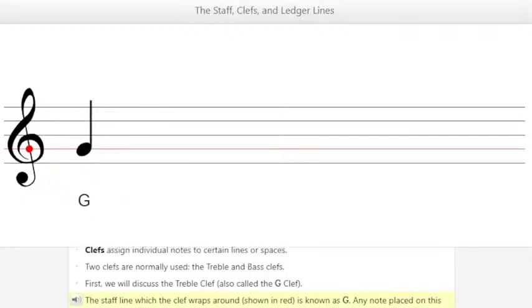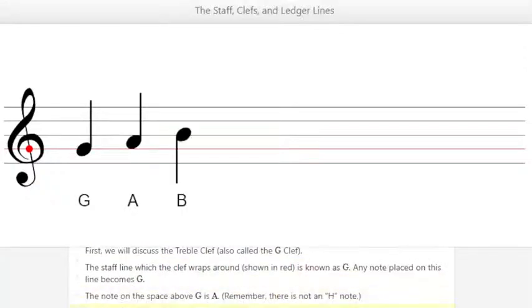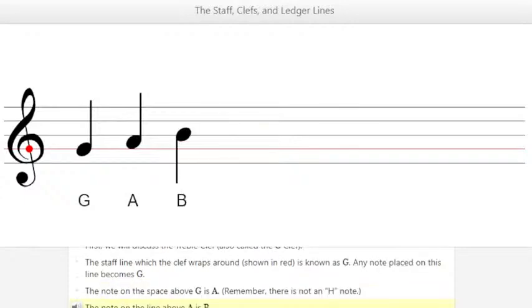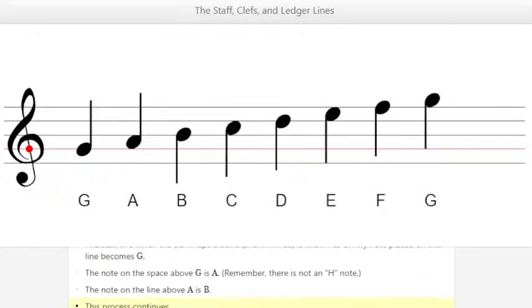So if this is G, that means that the note above G will be A. In music, we don't have anything like H. What we have is A. It's a continuous process. So you just run A, B, C, D, E, F, G. Then you go to A, and then continue B, C, D, E, F, G, and then go to A, B, C, D, and just like that. You can see it on your screen.